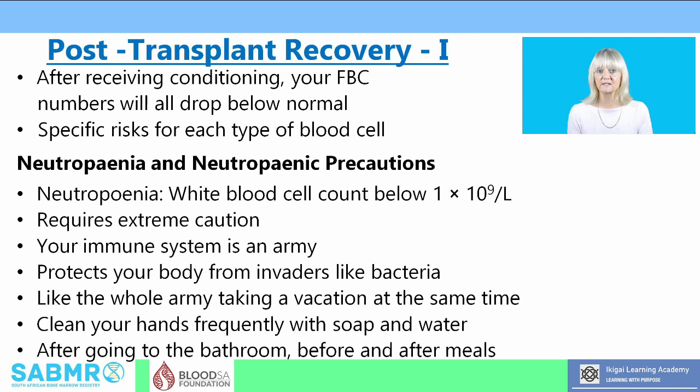For each type of blood cell, there are specific risks and safety measures to be aware of. Let's look at neutropenia and neutropenic precautions. So neutropenia is a white blood cell count of below 1 times 10 to the 9 per liter. Neutropenia is a condition that requires extreme caution. Imagine that your immune system is an army that protects your body from invaders like bacteria. And neutropenia is like the whole army taking a vacation at the same time.